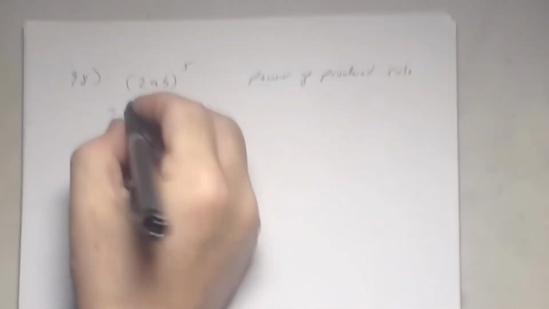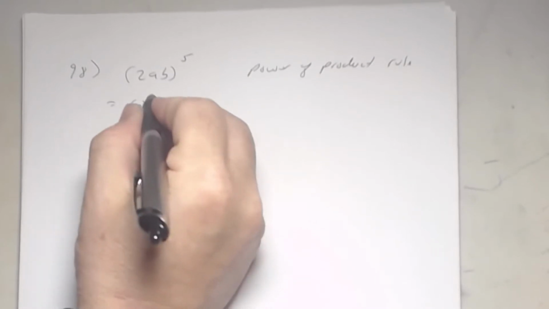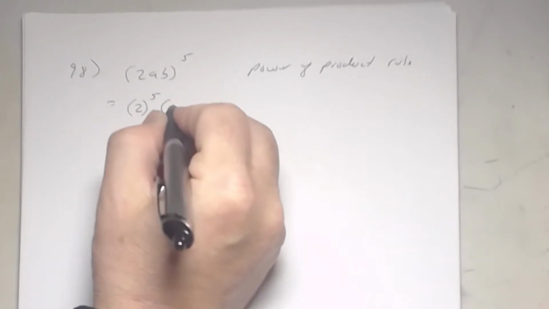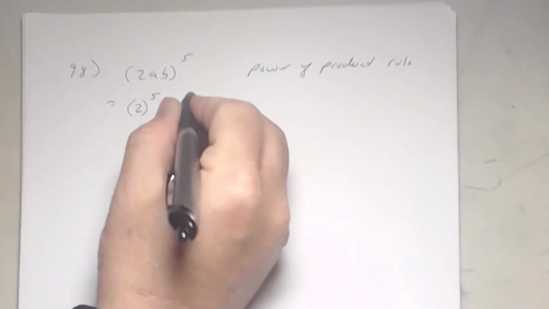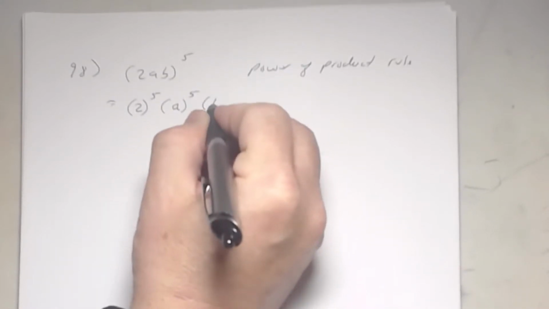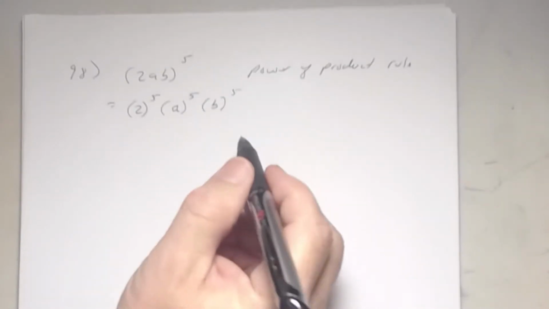All right, now remember that next step. Sometimes that next step is what some of you need to be doing. But you can go from there to the answer. But if you struggle with this, you may want to do that next step. So the power of a product rule says I take each factor, and what's that first factor that you see? And I raise it to what power? 5th. And I take the next factor, which is what? And I raise it to the 5th power. And I take the next one, which is b, and I raise it to the 5th power.